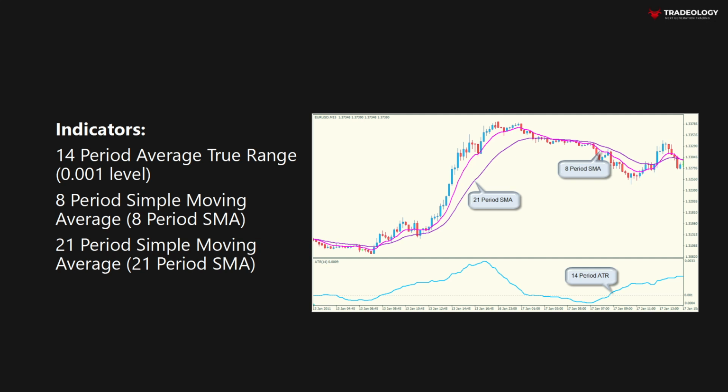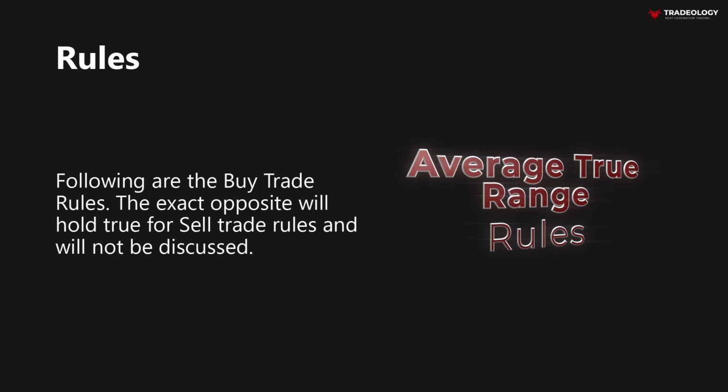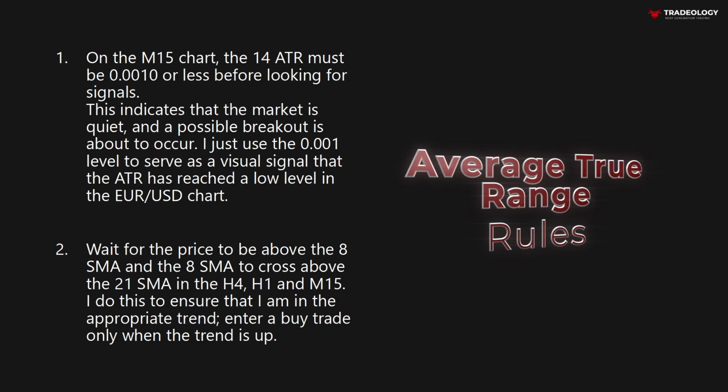Indicators, as seen on the image, were the 14 period average true range, 0.001 level, 8 period simple moving average, or 8 period SMA, and 21 period simple moving average, or 21 period SMA. Now, the following are the buy trade rules. The exact opposite will hold true for sell trade rules and will not be discussed. On the 15-minute chart, the 14 ATR must be 0.0010 or less before looking for signals. This indicates that the market is quiet and a possible breakout is about to occur.